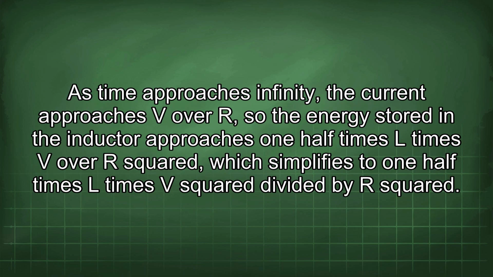As time approaches infinity, the current approaches V over R, so the energy stored in the inductor approaches 1/2 times L times V over R squared, which simplifies to 1/2 times L times V squared divided by R squared.